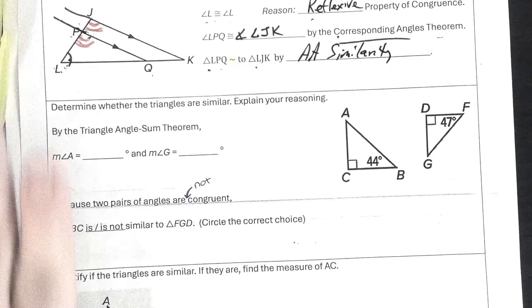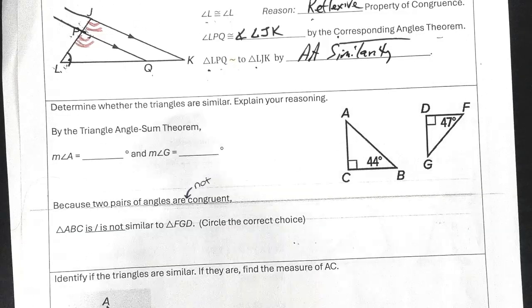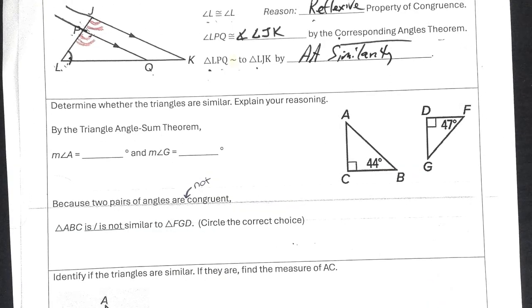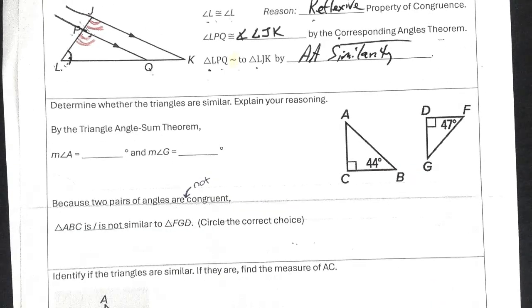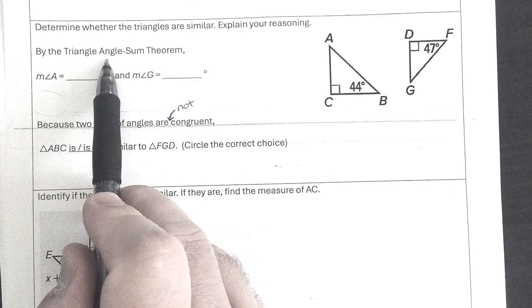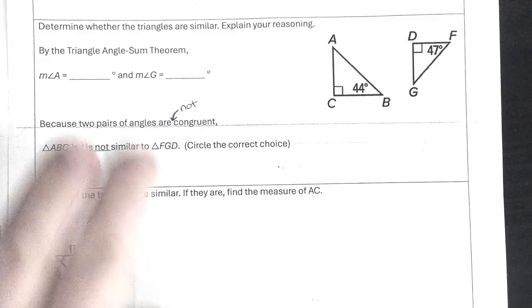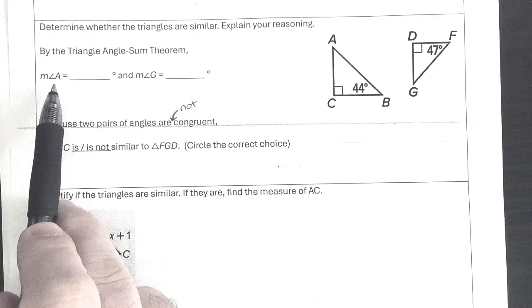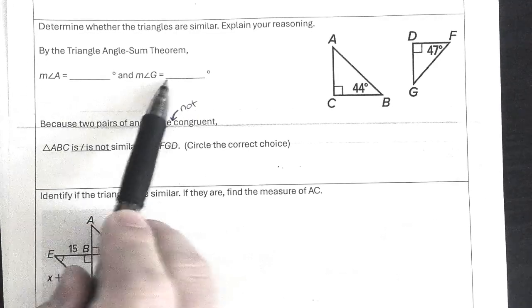We're going to do, what I'll do is I'll do these two and I'm going to leave the one at the bottom for you guys. We'll do it that way. So determine whether the triangles are similar. Explain your reasoning. So it says by the angle triangle sum theorem, and so let me see, angle A is blank and angle G is blank.